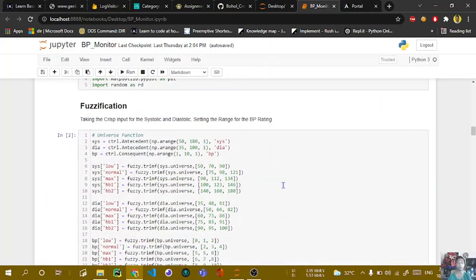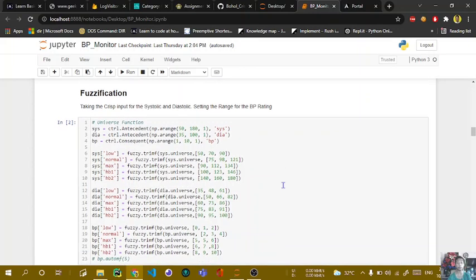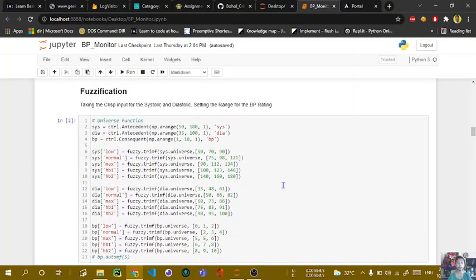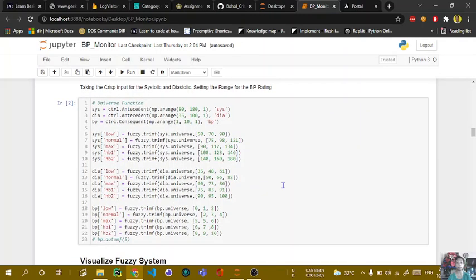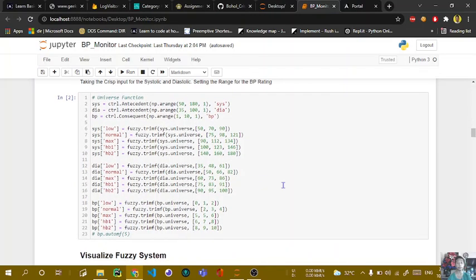So in fuzzification, I set up the systolic range to 50 to 180. Diastolic is 35 to 100, and the consequent, or the result, is the BP rating, which is from 1 to 10. So I categorize it with 5 categories: low, normal, max, high blood 1, and high blood 2.